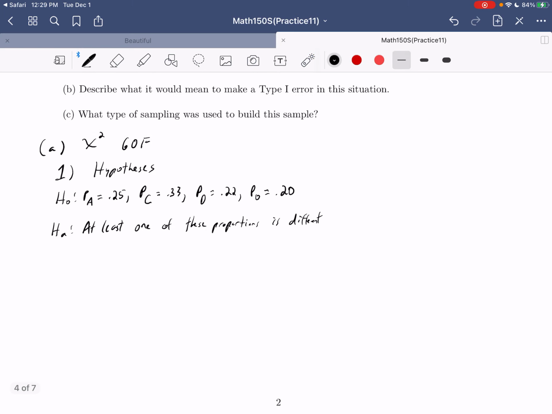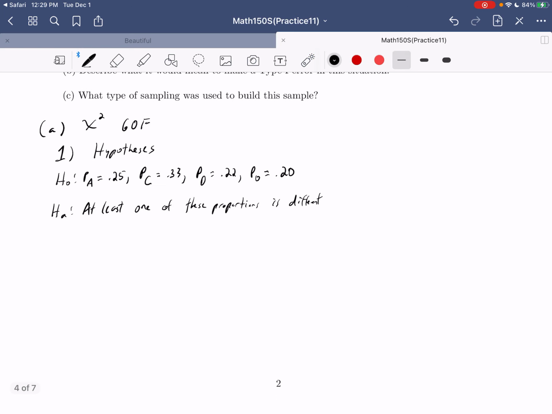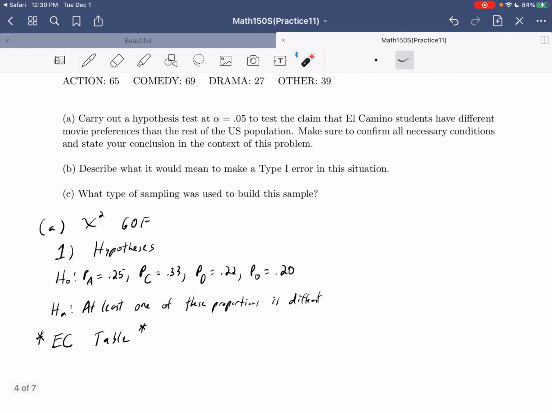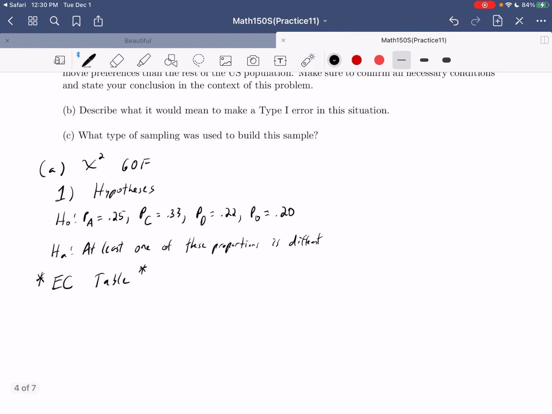So let's go ahead and get to the conditions, but just like the previous one, we have that intermediate step of the expected counts. So we need to do an expected counts table. So we need to rebuild this little table: action, comedy, drama, other. We have to say basically how many people did we expect to find in each one. How do we do that?